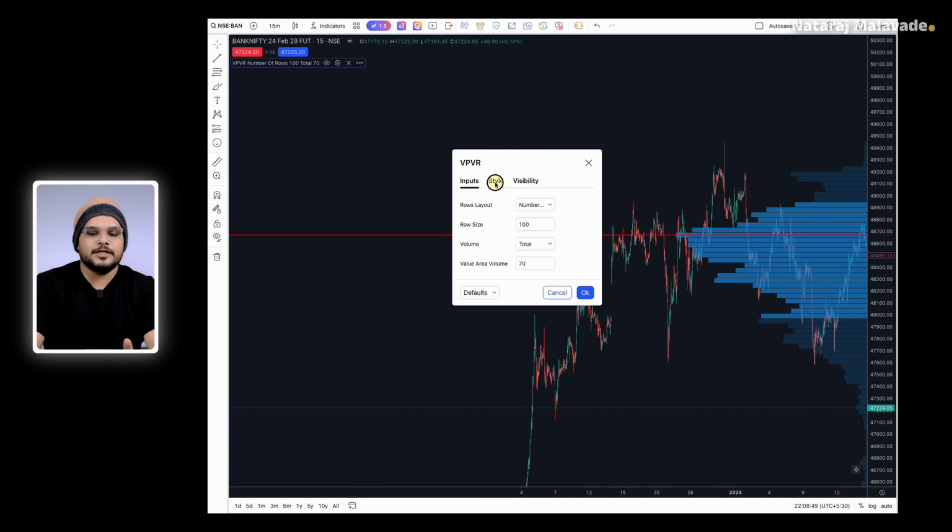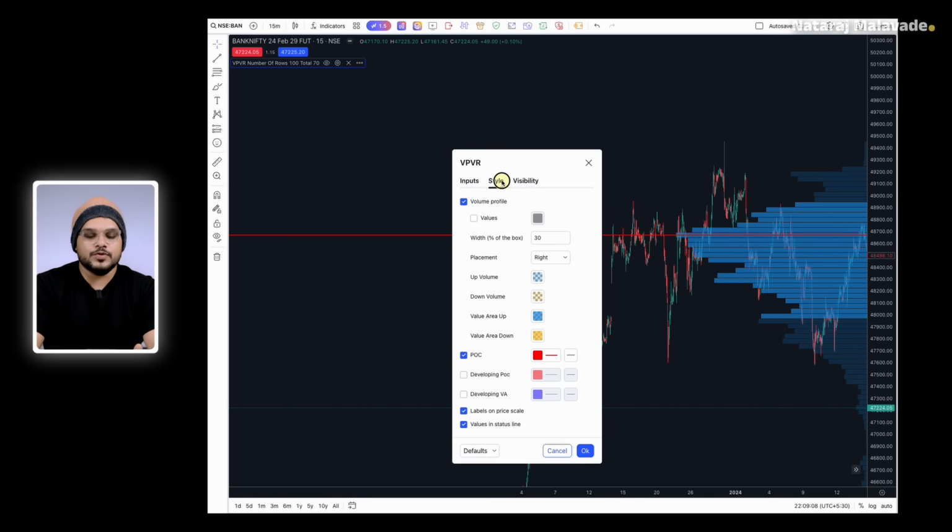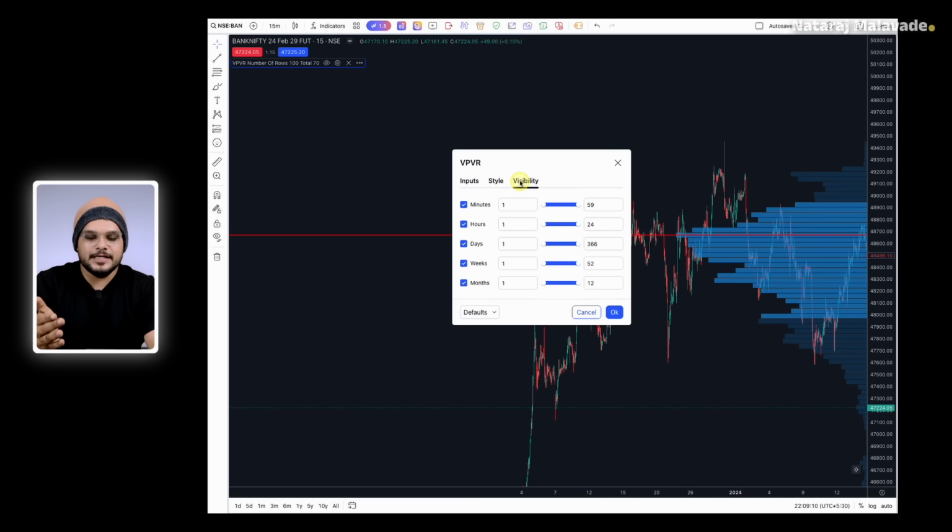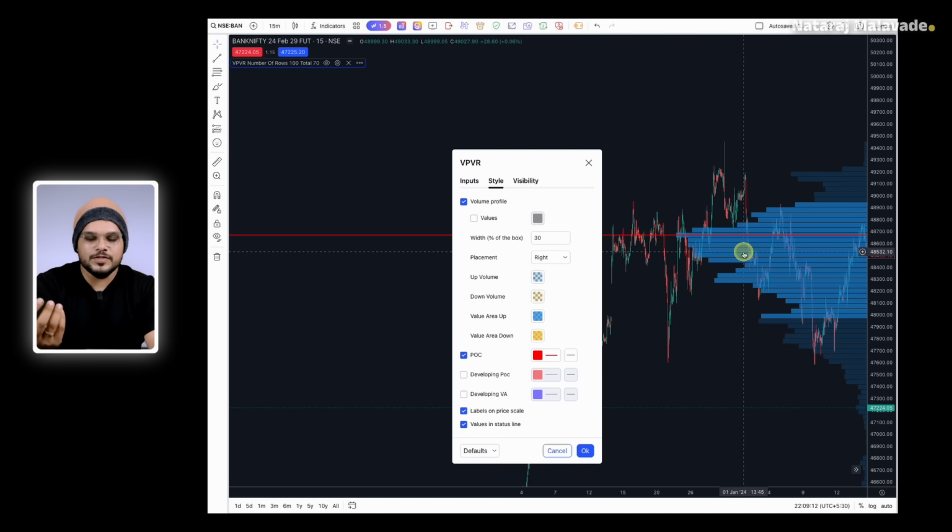And one more thing, if I just open the settings here, style-wise also you can change the settings. So basically it's about preference, how you want to see the volume profile on the chart, and this could vary from person to person. You can change the colors, you can change the style, thickness, all those things. So you can just explore this once after the completion of this video.